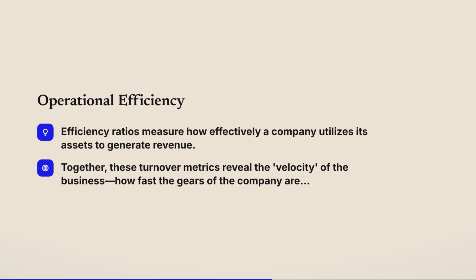Inventory turnover measures how many times a year the entire stock is sold and replaced. A grocery store might have a turnover of 20, meaning they refresh their shelves every few weeks, whereas a car dealership might only have a turnover of 2 or 3. Finally, the accounts payable turnover ratio shows how many times a period a company pays its vendors. Together, these turnover metrics reveal the velocity of the business, how fast the gears of the company are actually turning to produce cash.